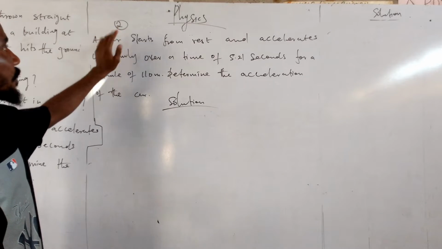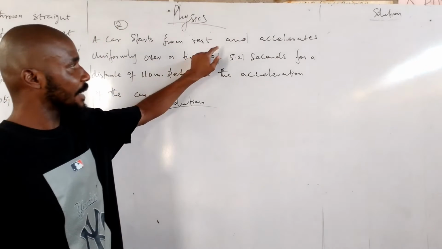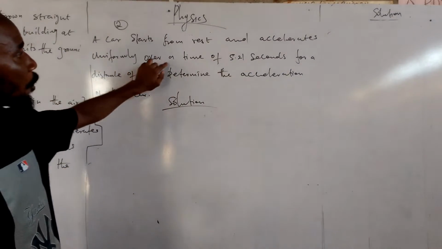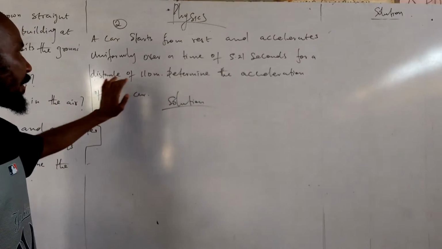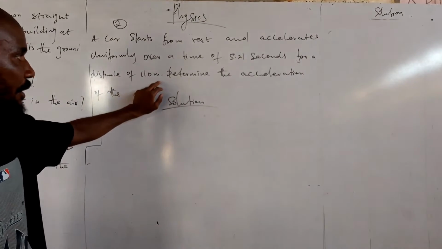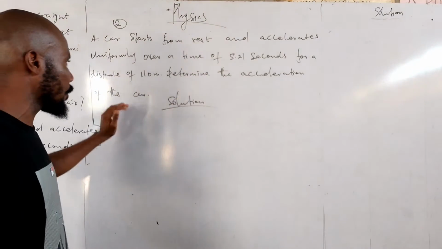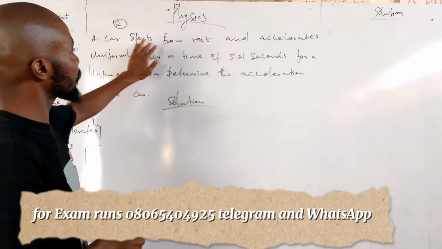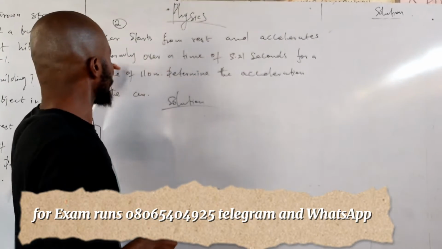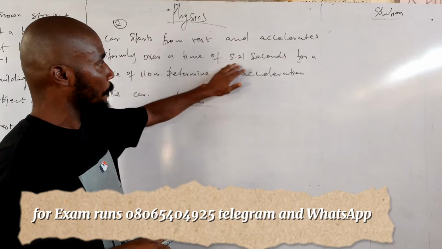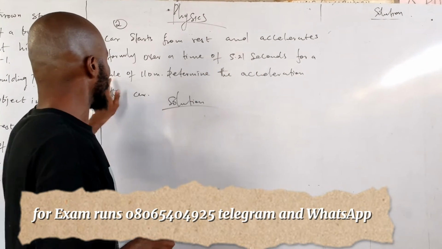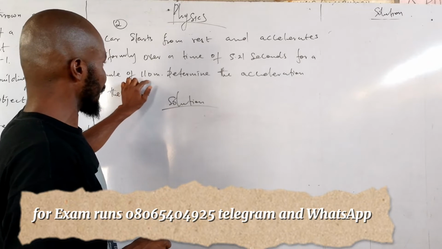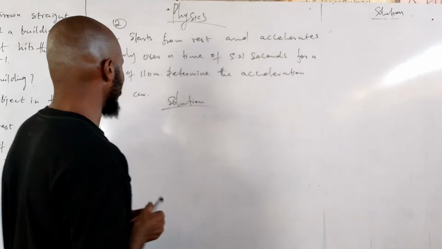Okay, question number 2 says, a car starts from rest and accelerates uniformly over a time of 5.21 seconds for a distance of 110 meters. Determine the acceleration of the car. So the car starts from rest and accelerates uniformly over a time of 5.21 seconds for a distance of 110 meters. Determine the acceleration of the car.